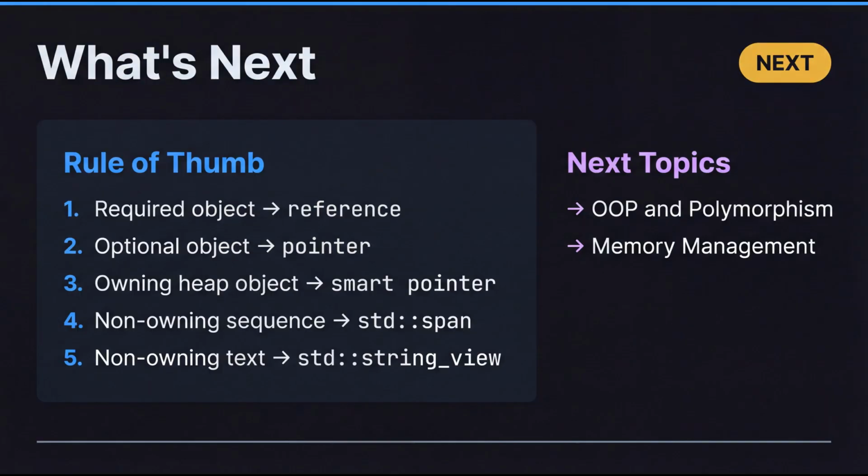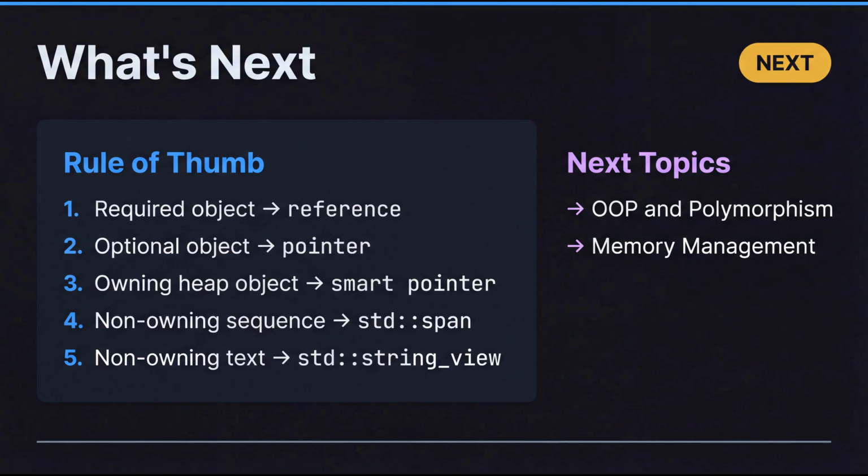Here's your quick reference for choosing between pointers, references and modern alternatives. Required object, use a reference. Optional object, use a pointer. Owning a heap object, use a smart pointer. Unique pointer for exclusive ownership, shared pointer when truly needed. Non-owning contiguous sequence, use span. Non-owning text, use string view. These 5 rules will guide the vast majority of your function signatures.